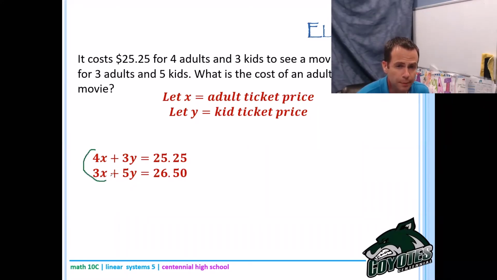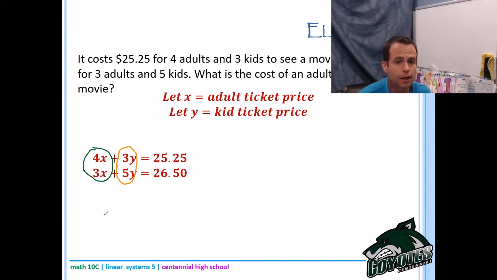If I wanted to eliminate X, I would multiply the top by 3 to get 12X, and the bottom by 4 to get 12X. If I wanted to get rid of the Y's instead, I would multiply the top by 5 to get 15Y, and I would multiply the bottom by 3 to get 15Y. Doesn't matter what you do, but whatever you choose to multiply by, make sure you're multiplying every term in that equation by that number.